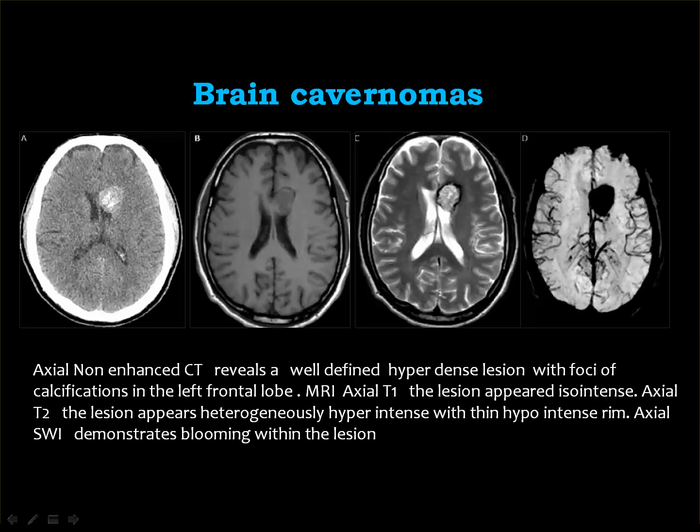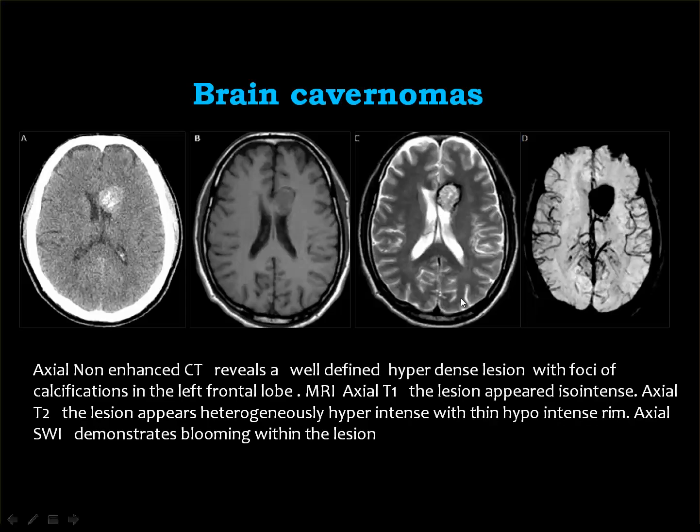This is the classic appearance of a cavernoma. It's a slightly hyperdense lesion, not surrounded by edema, exerts minimal mass effect on the adjacent structures, and if you inject the contrast material, it will not enhance. And this is the appearance of cavernoma in the T1 and in the T2 and in the susceptibility weighted image.